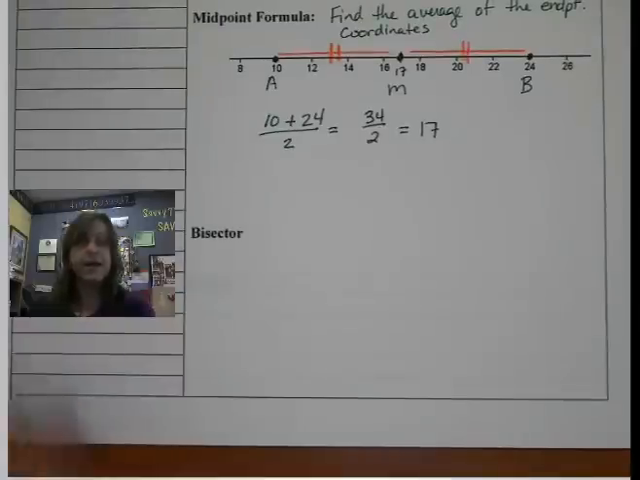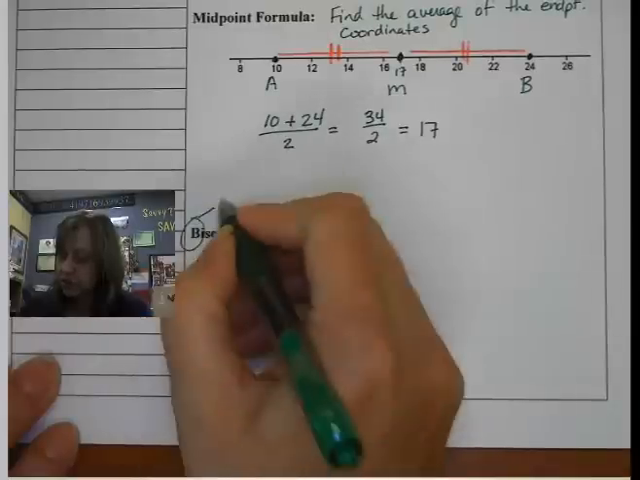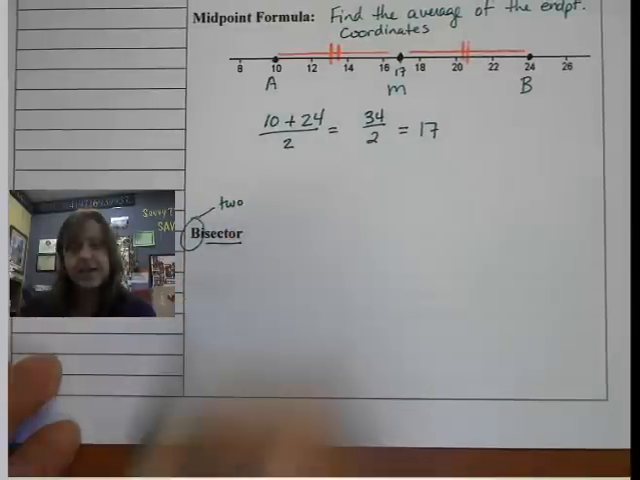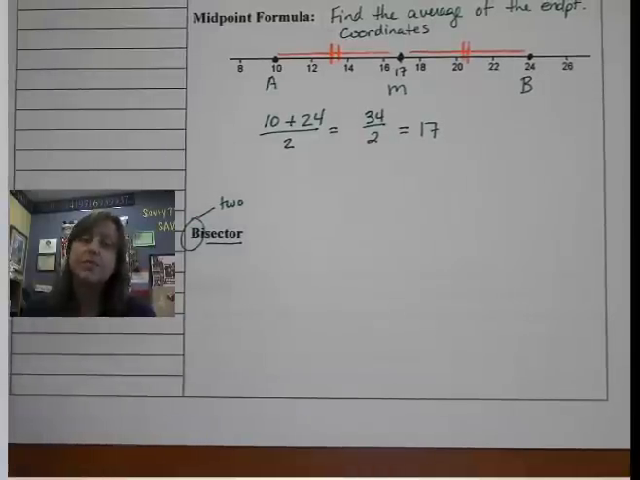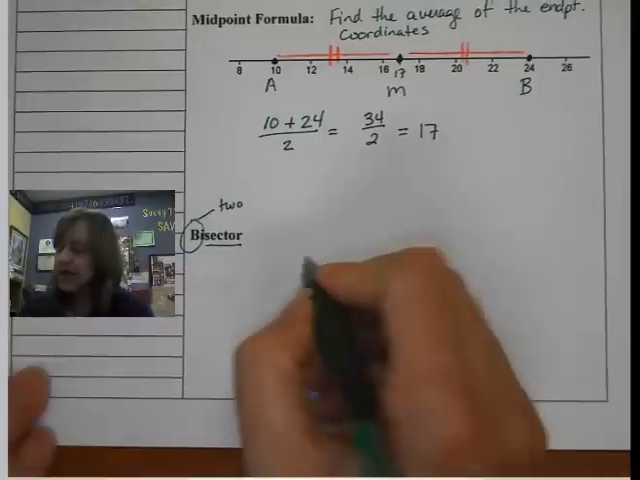All right, and then finally, bisector. What is a bisector? When I think of bisector, I think of the prefix bi, which means 2, and sector means to cut. And so we're going to cut something into 2 parts. In this case, for bisector, that means specifically 2 equal parts, like a midpoint does.